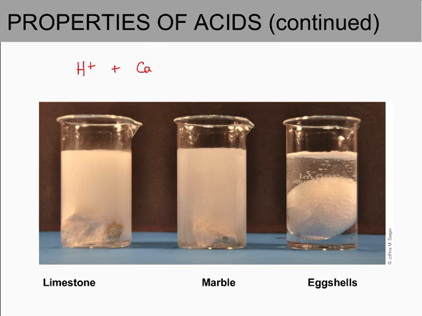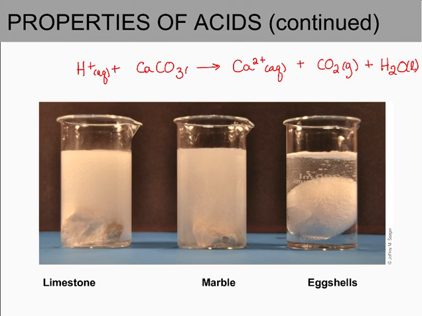is hydrogen ions are reacting with calcium carbonate to produce calcium ions in solution, so those are aqueous, and then carbon dioxide, which is a gas, and then we're also producing water, which is a liquid. So here, let me add some symbols here for the states, and we'll also balance. Now, this reaction does occur in nature.